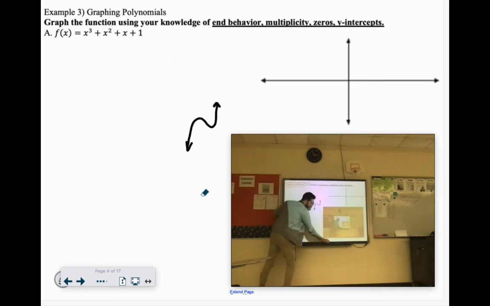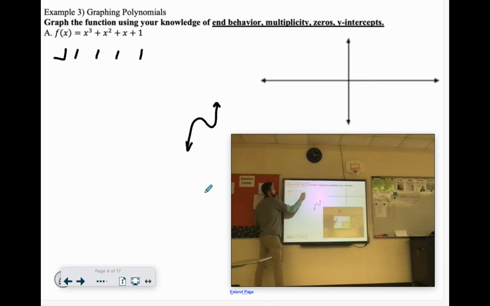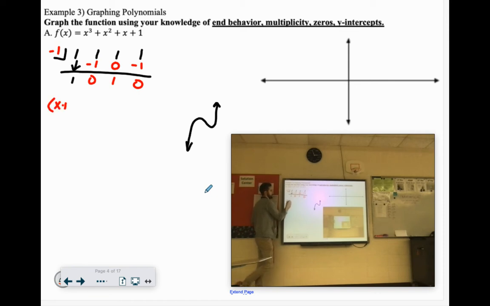Let me see if I can do some synthetic division to find a 0 here. 1, 1, 1, 1. I'm going to need to end up with a negative 1 here to cancel that out. So let me try negative 1, because the only factors of 1 are 1 and negative 1. So negative 1, 0, 0, 1, negative 1. Okay, so negative 1 is a factor, so that would say x plus 1. And then what's left would be x squared plus 0x plus 1.